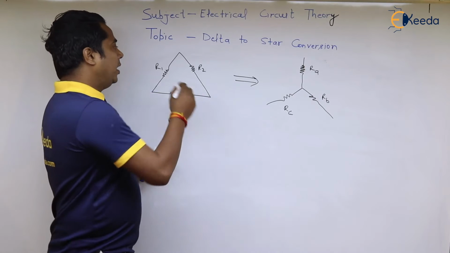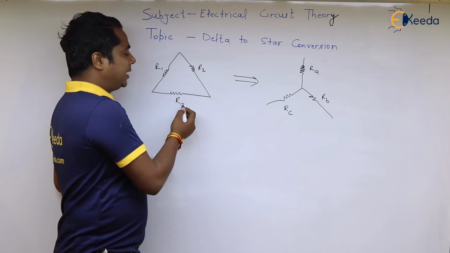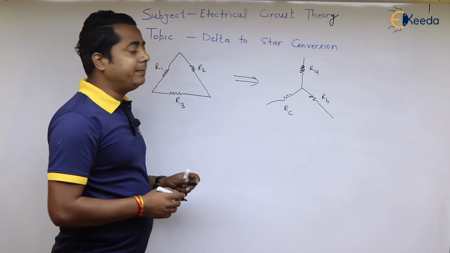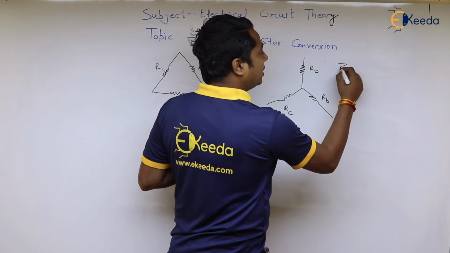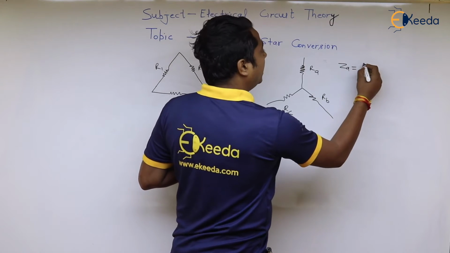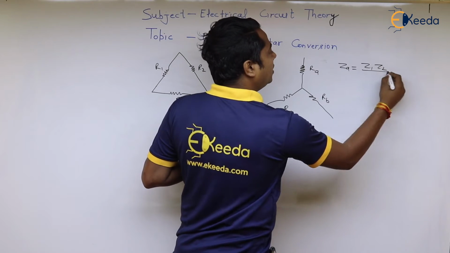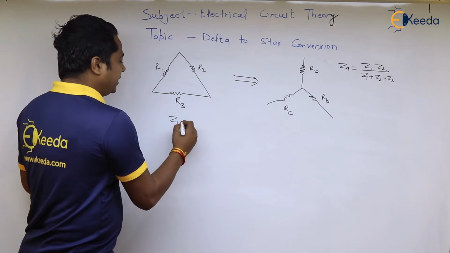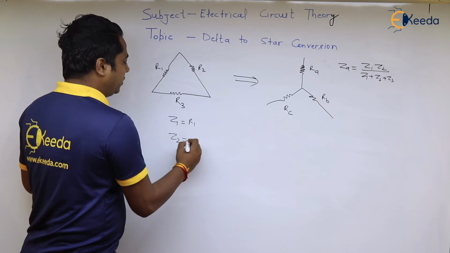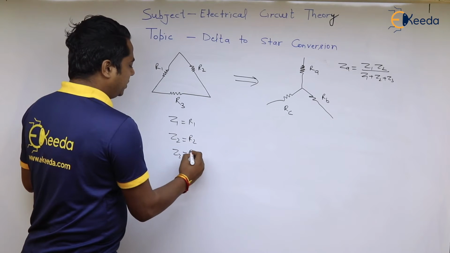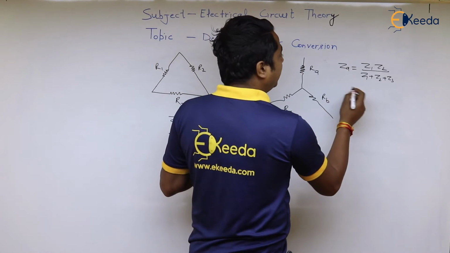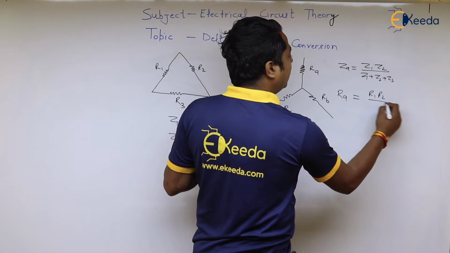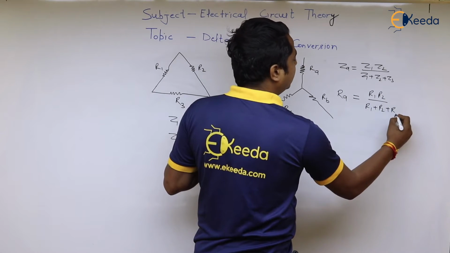We are taking three resistors R1, R2, R3 connected in delta and we are converting to star. So we will take the help of impedance. Whatever the formula was, ZA was equal to Z1 Z2 upon Z1 plus Z2 plus Z3. We know that Z1 is equal to R1, Z2 is equal to R2, and Z3 is equal to R3. Put all these values here. Then RA is equal to R1 R2 upon R1 plus R2 plus R3.